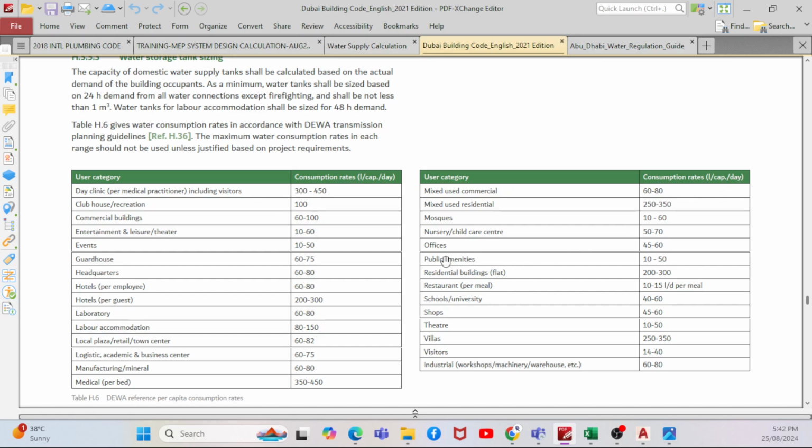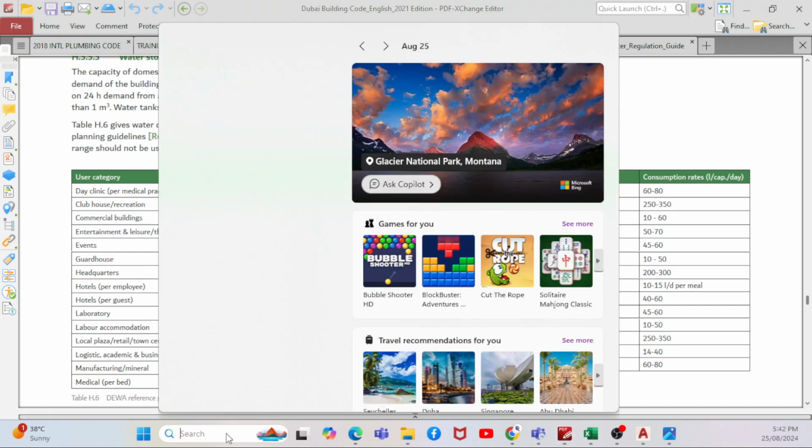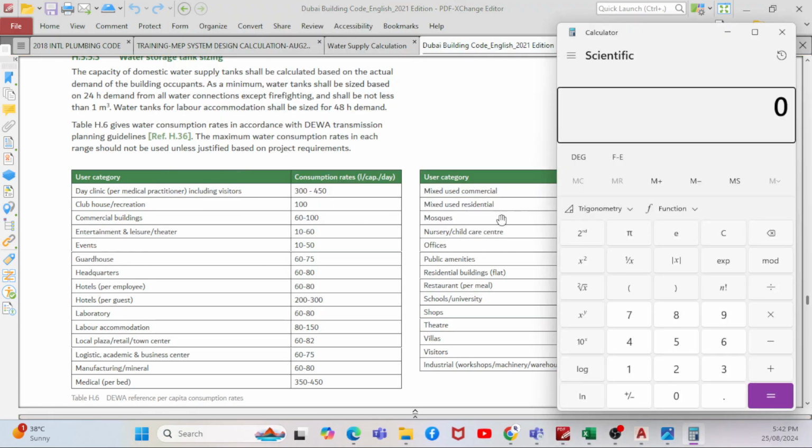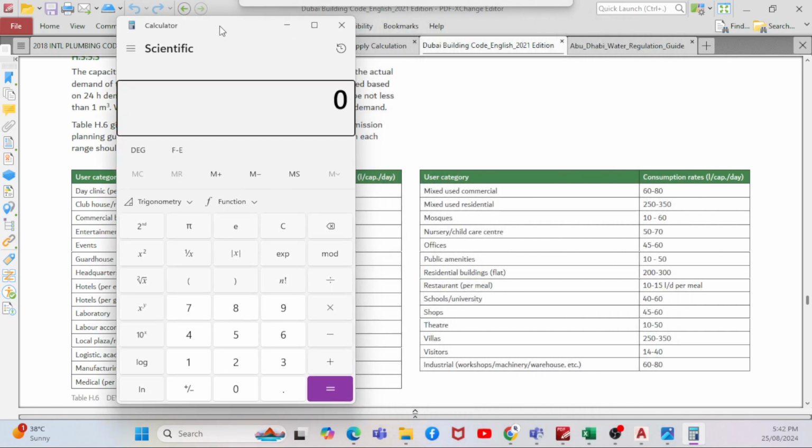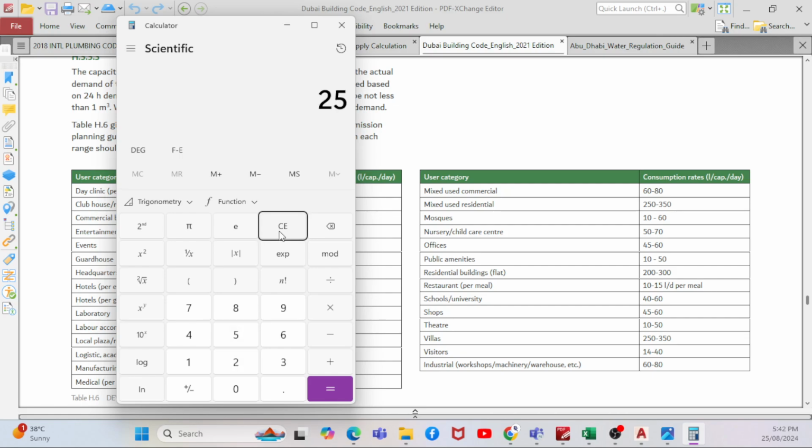For example, for an office area, I have 45 to 60 liters per person per day. Assume I have a total of 25 people in my office. So 25 multiplied by, I can go from 45 to 60, so I will take the maximum, 60. My demand will be 1500 liters per day. This is my demand. Any doubt? This is based on the people method.